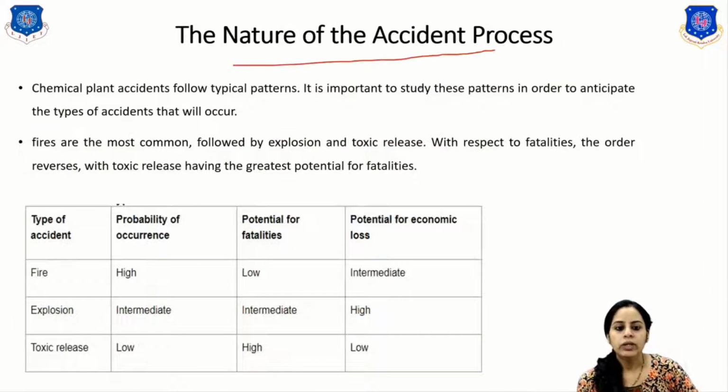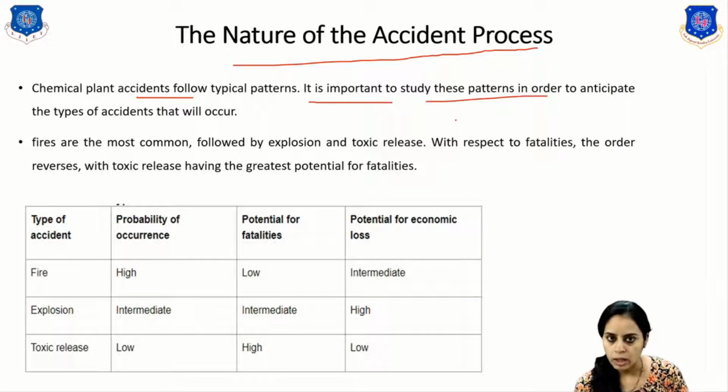Now, the nature of the accident process. Basically, chemical plant accidents follow a typical pattern. It is important to study this pattern in order to anticipate the types of accidents that will occur. Fire is the most common, followed by explosion and toxic release. With respect to fatalities, the order reverses, with toxic release having the greatest potential for fatalities.